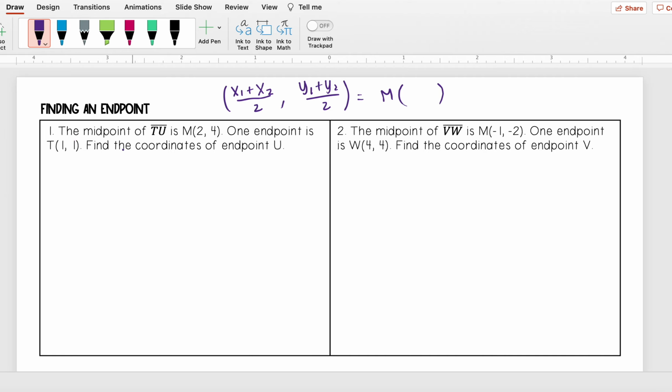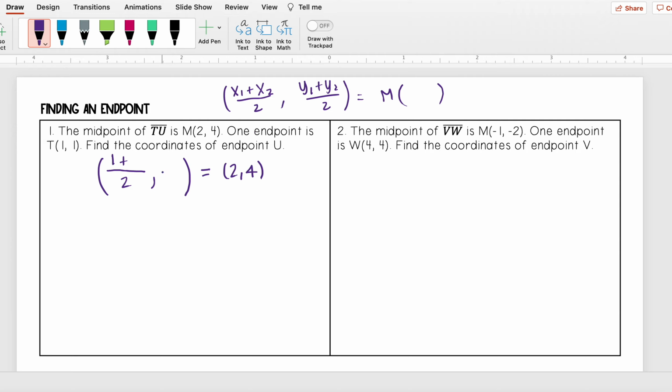Looking at number 1, it says the midpoint of TU is M(2, 4). So my midpoint is (2, 4). Then it says that one endpoint is (1, 1). Find the coordinates of endpoint U. If I'm inserting what I know into my midpoint formula, I have one of the coordinates. So let's say I have x1, y1. So I have 1 plus, over 2.